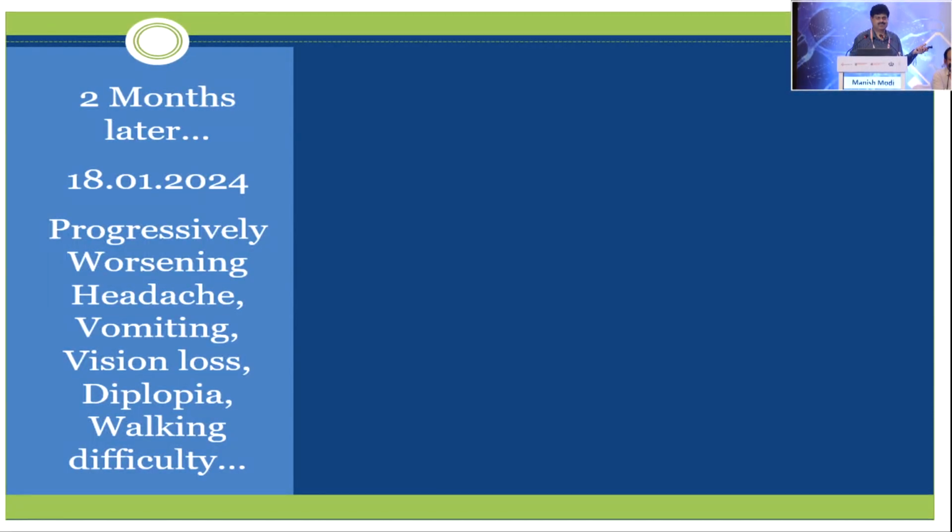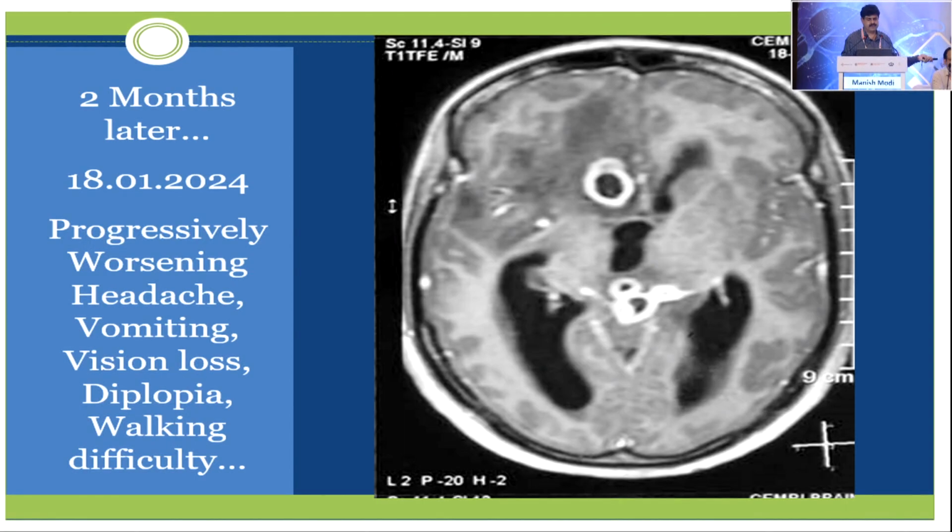But 2 months later, almost 2.5 months later, after starting ATT and while still on steroids, this patient deteriorates. Progressively worsening headache, vomiting, vision loss, progressively worsening vision loss, diplopia, and walking difficulty. That is the time we evaluated her again, and this is the MRI of this patient after 2.5 months.